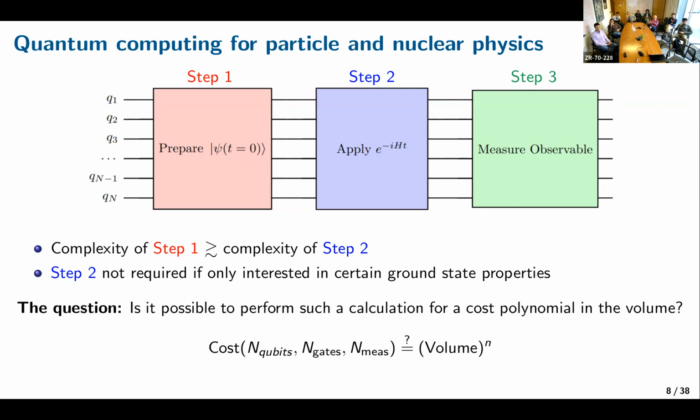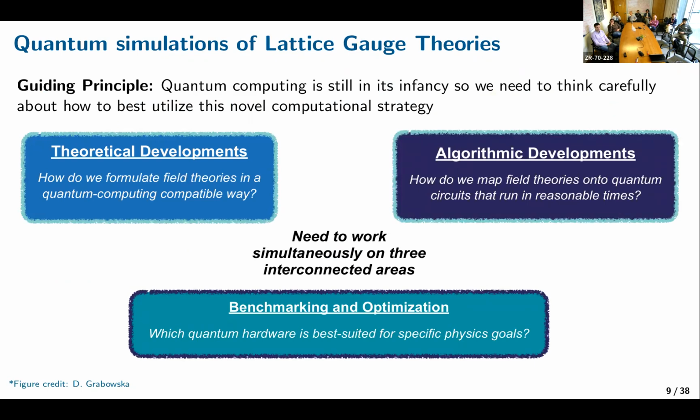And so how are we going to go about answering this question? This is not an easy question to answer. As we think about how we would do this, we're going to use as a guiding principle that quantum computers are very much in their infancy. We have no idea what they're going to look like 30 or 40 years from now. And so we need to think carefully about how we can use quantum computers to do what we need.